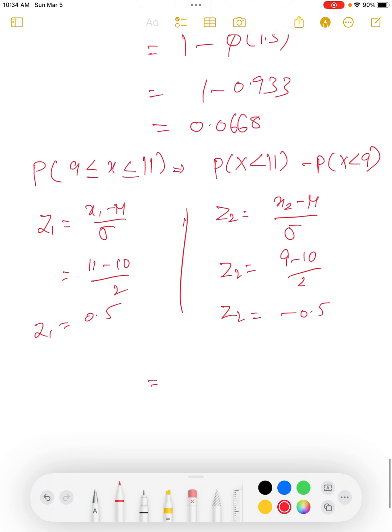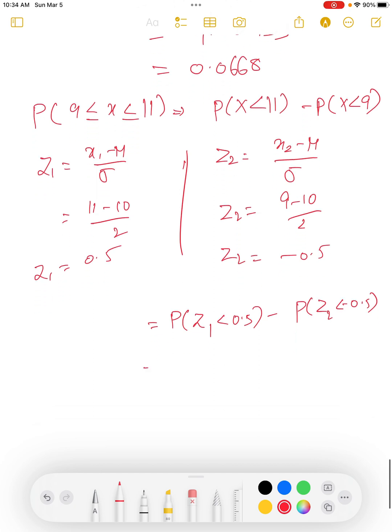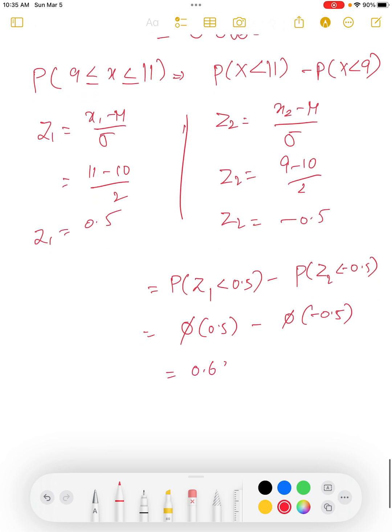So I am removing x and introducing z. P of z1 less than 0.5 minus P of z2 less than minus 0.5. Okay, so I can write phi of 0.5 minus phi of minus 0.5. So from the table it's 0.69 minus 0.31, it's around 0.38. That's it.